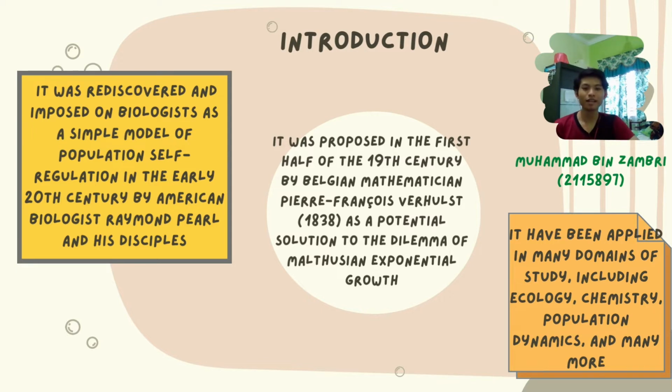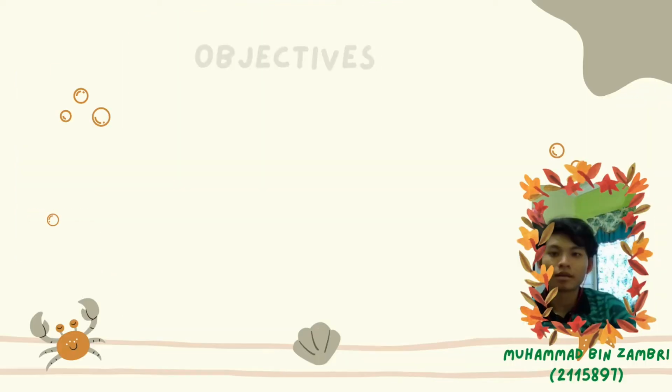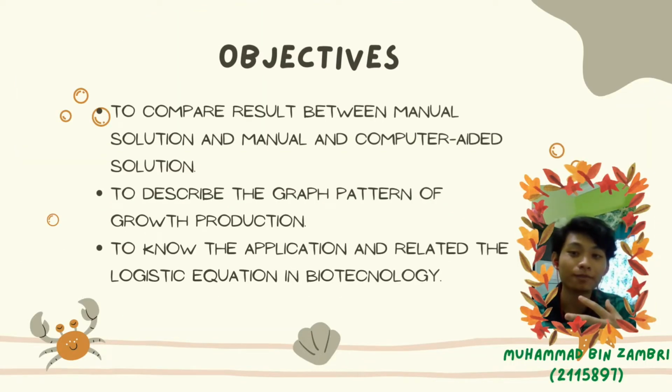Since its invention, it has been applied in many domains of study including ecology, chemistry, population dynamics, and many more. There are three main objectives. First, to compare results between the manual solution and the manual and computer-aided solution. Second, to describe the graph pattern of growth production. And lastly, to know the application of the logistic equation in biotechnology.